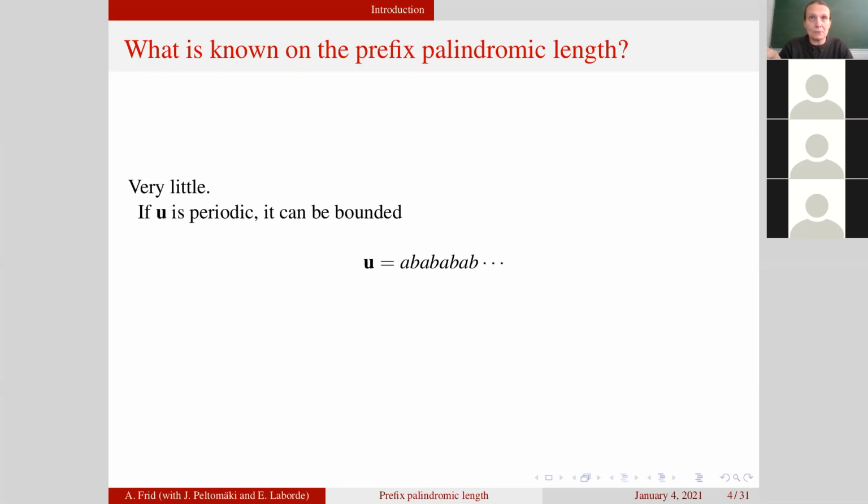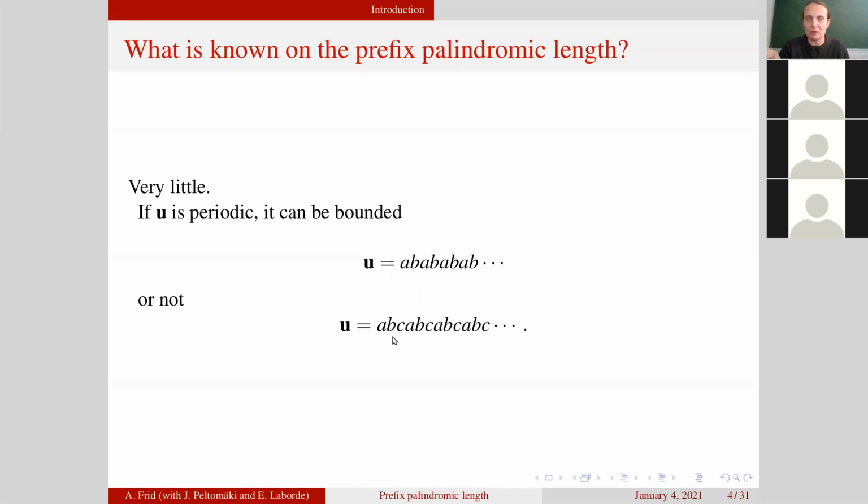Of course, for periodic words, it is not so complicated. For periodic words, it can be bounded, like here, where the prefix palindromic length is 1, 2, 1, 2, 1, 2, 1, 2. It can be unbounded, like in this word, ABC, ABC, ABC. There are no non-trivial palindromes, so it can be just equal to n. It's the maximal possible growth.